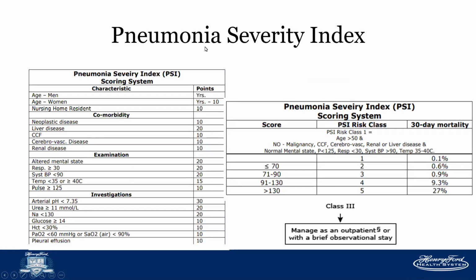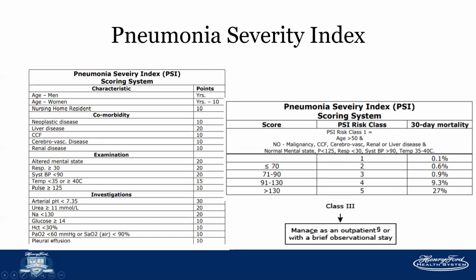So the pneumonia severity index is a scoring system that is used for prognosis in patients with community-acquired pneumonia, and also it is used as far as determining whether a patient should be admitted or they can be managed as an outpatient. And the current guidelines actually recommend the pneumonia severity index over using the CURB-65 because it is more accurate than the CURB-65.